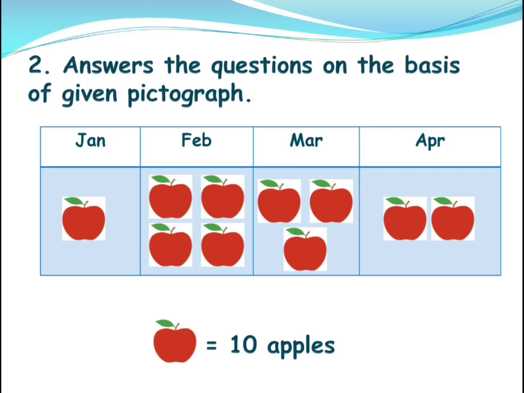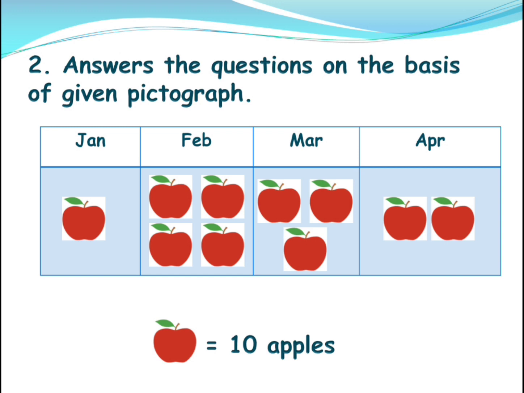Now, coming to your question here, answer the questions on the basis of the pictograph. So, this is your pictograph, where in the month of January there is one apple, in February there are four apples, in March there are three apples, and in April there are two apples. Now, down they have given that one apple is equal to 10 apples. This is a scaled pictograph. So if one apple is drawn, that means it is 10 apples. If there are two apples, then that means 10 plus 10, 20 apples. If there are three apples, 10 plus 10 plus 10, that becomes 30 apples.